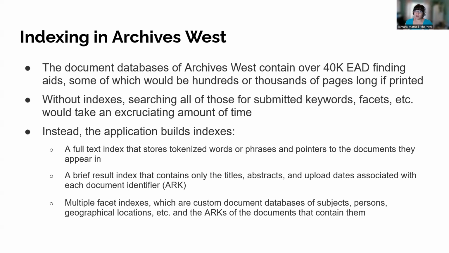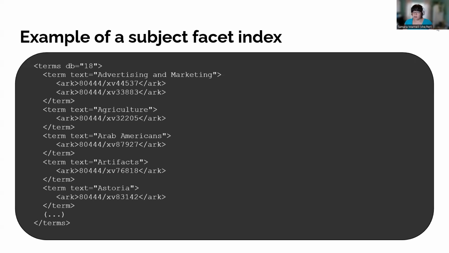And then we have multiple facet indexes, which we build custom based off of the control access nodes for subjects, persons, geographical locations, and so on, and then the arcs of the documents that contain them. And I have an illustration here of a subject facet index for one repository.